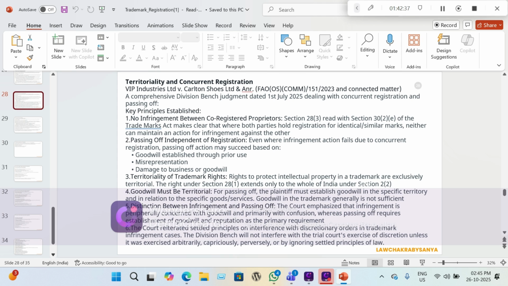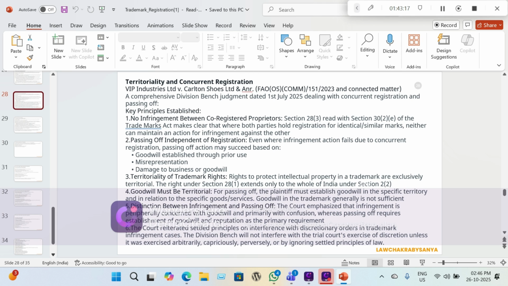And passing off is independent of registration. Passing off is a common law remedy. So if there is goodwill established, or there is misrepresentation and damage to business or goodwill, then a passing off remedy is available. Then territoriality also has to be looked at. Rights to protect intellectual property are exclusively territorial. So you have to show that your mark or your brand is being used in that particular territory, and there is a likelihood of confusion, and that is how your mark is being infringed or there is a passing off of your mark. Then there has to be a distinction between infringement and passing off.